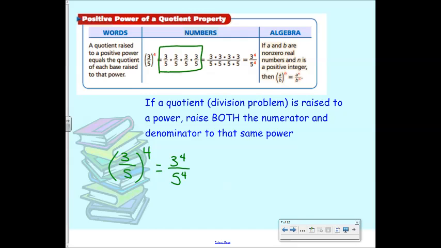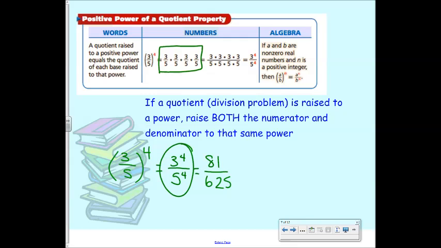Could you simplify this one further? Yes? What's 3 to the 4th? Well, they don't have the same base, so you can't just subtract them, but what's 3 to the 4th? Yeah, 3 times 3 is 9, so 81. And what's 5 to the 4th power? 625. Good. I don't need you to do that. You can leave it right here. If you can do it easily in your head, go ahead and do it. If you can't, don't worry about it.